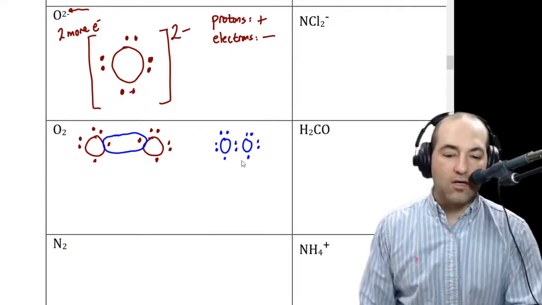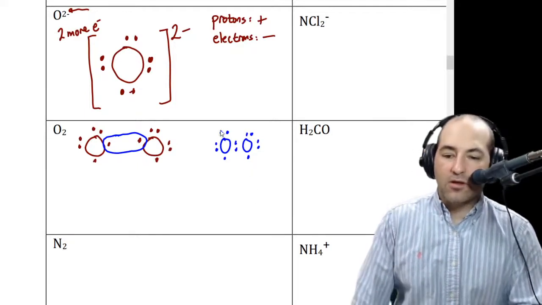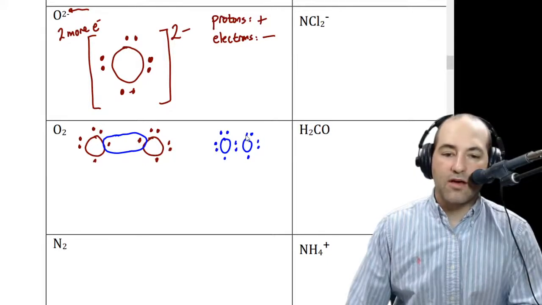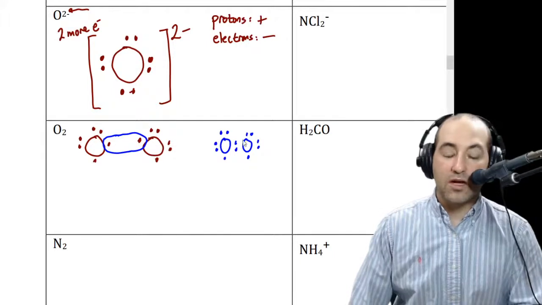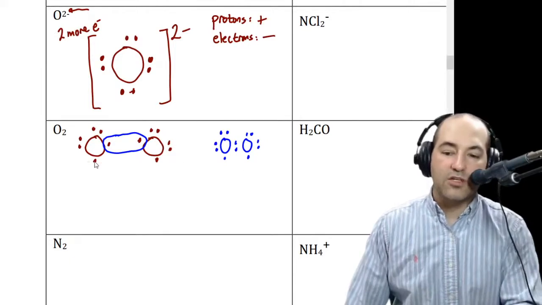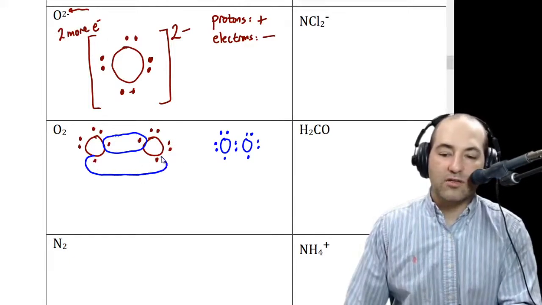So you'll notice that doesn't quite solve our problem. If we count the number of electrons on each oxygen atom, we get 7. So 1, 2, 3, 4, 5, 6, 7. 1, 2, 3, 4, 5, 6, 7. That's not quite right, because we know that oxygen wants 8 electrons to be stable. So the solution to that is to actually share a second pair of electrons.